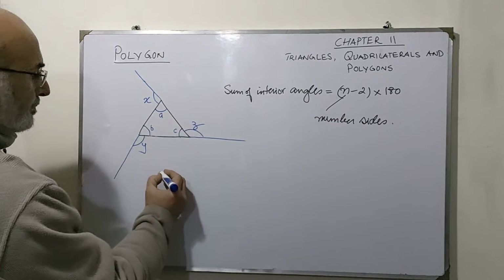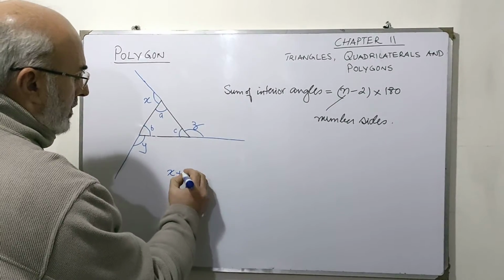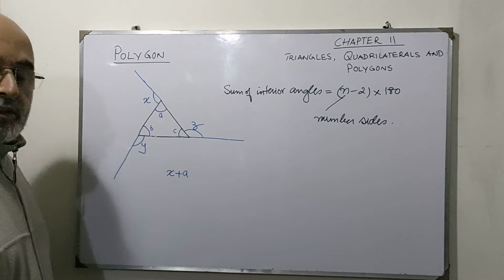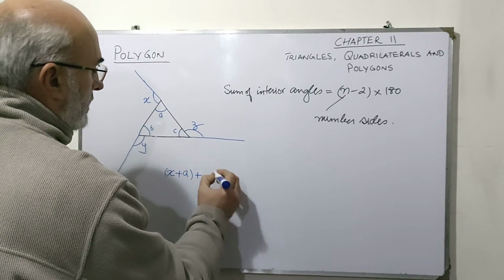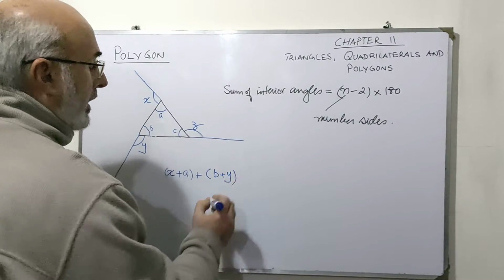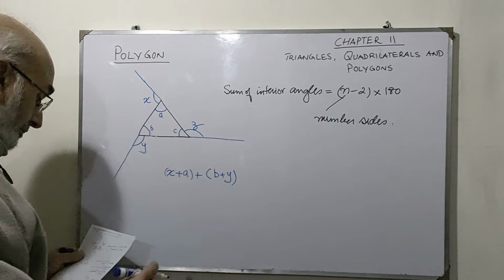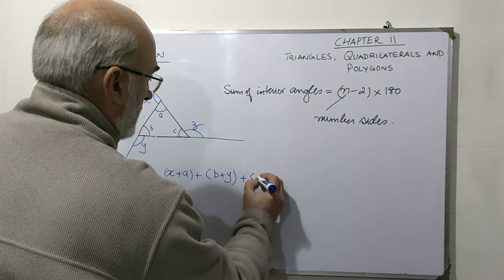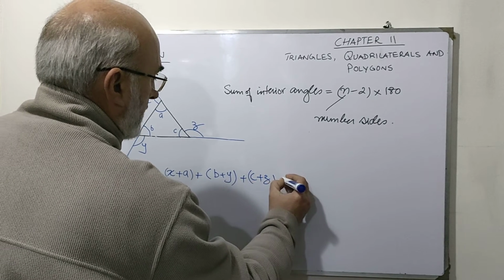Okay, so X plus A, one pair of adjacent angles, plus B plus Y, another pair of adjacent angles, then plus C plus Z, another pair of adjacent angles.